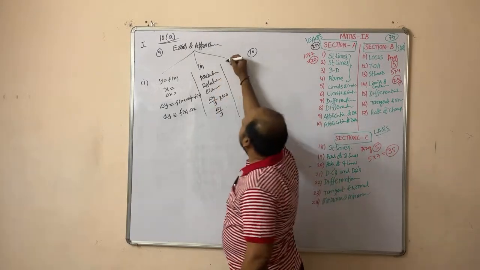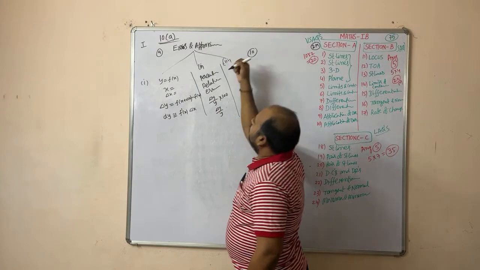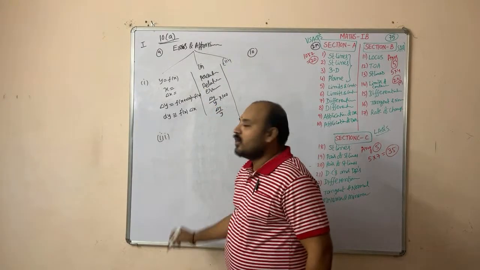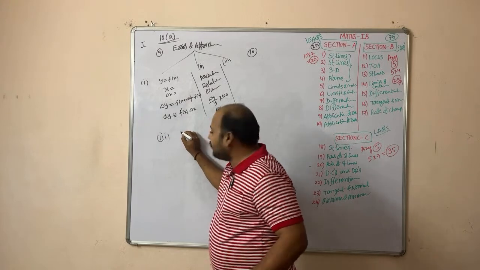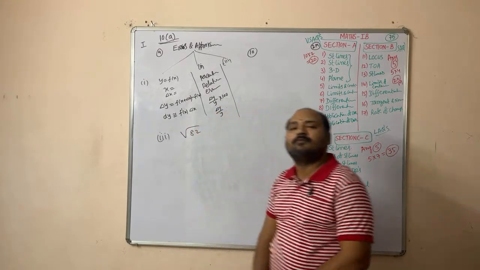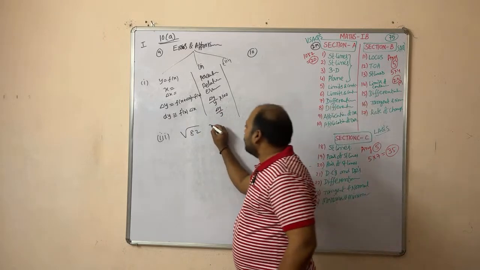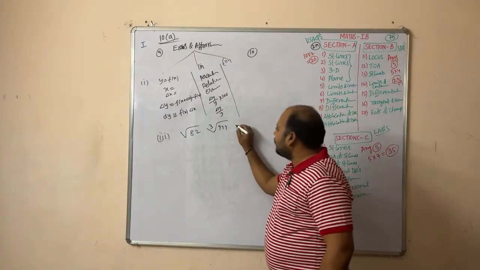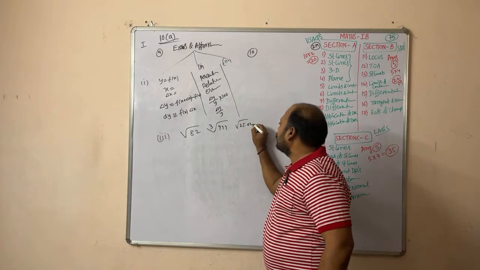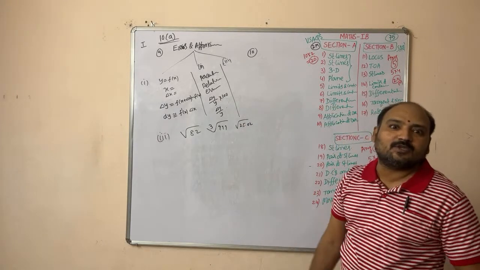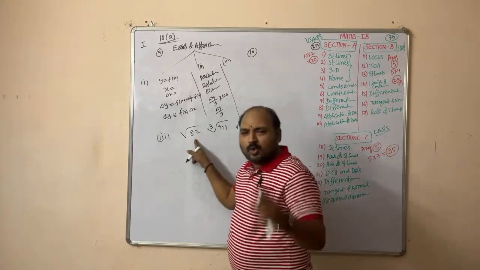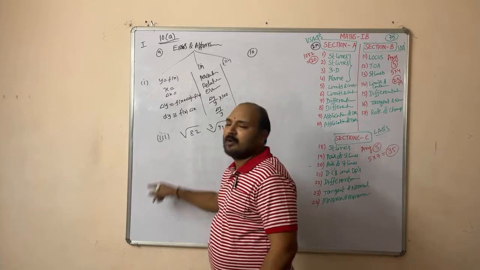And what about the third possibility? The third possibility, I am writing: find the approximate value of square root of 82. Find the approximate value of cube root of 999. Find the approximate value of square root of 25.02. Like this they will ask the students. For this type of question, what is the formula?